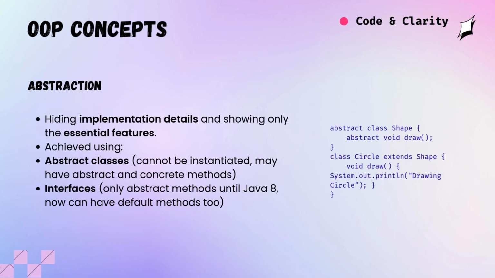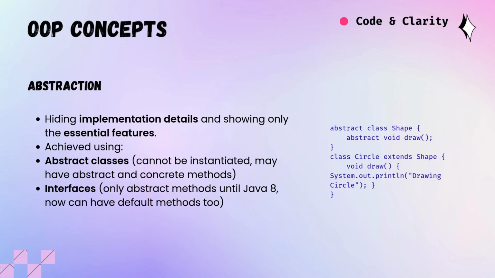Now let's move on to the fourth pillar, that is abstraction. So what is abstraction? Abstraction is like driving a car without knowing how the engine works. You just turn the key, press the pedal, and it goes. The complex parts are hidden from you. In programming, abstraction hides the complex logic and shows only what is necessary. We do this with abstract classes and interfaces. So, hiding the implementation details and showing only the essential features.